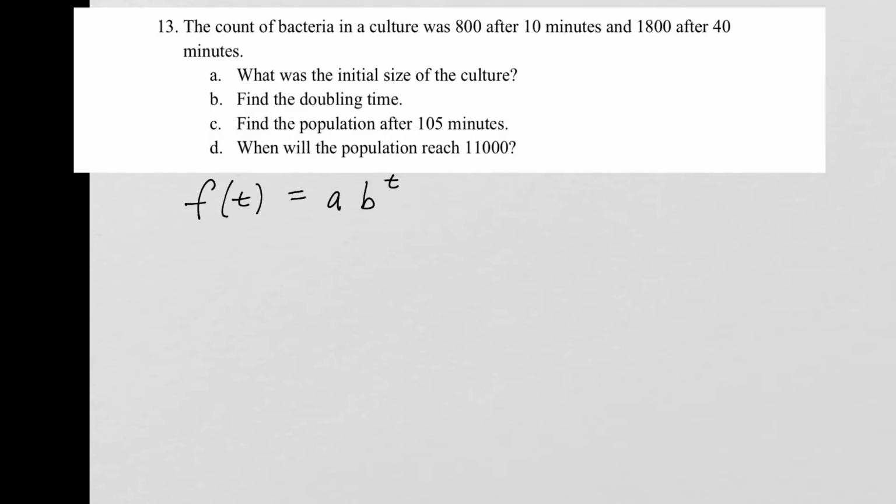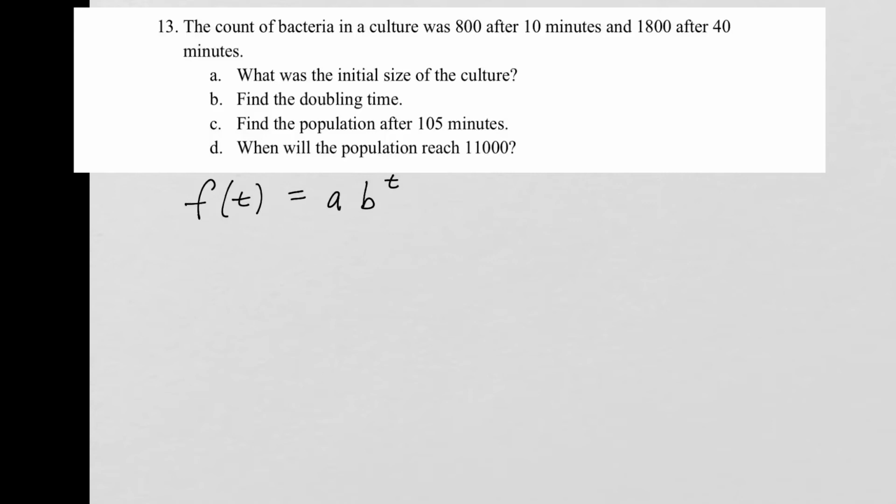And in this example, we're given some initial information, right? We're given the bacteria count at a particular time, and we're given two pieces of information, right? We're given there's 800 bacteria after 10 minutes and 1800 after 40 minutes. So actually, I could plug those values into this equation, and that will give me two equations, and I'll have two unknowns, just a and b. So this will allow me to find a and b.